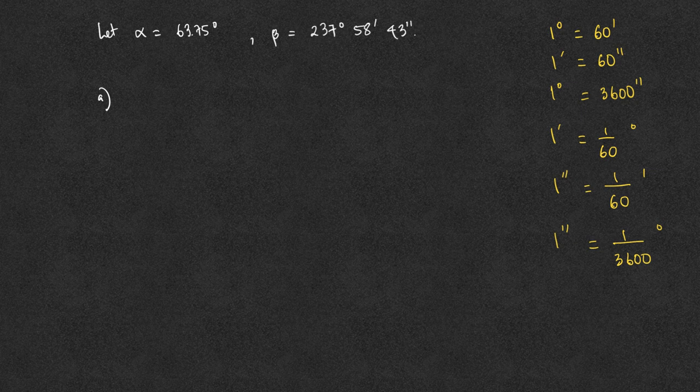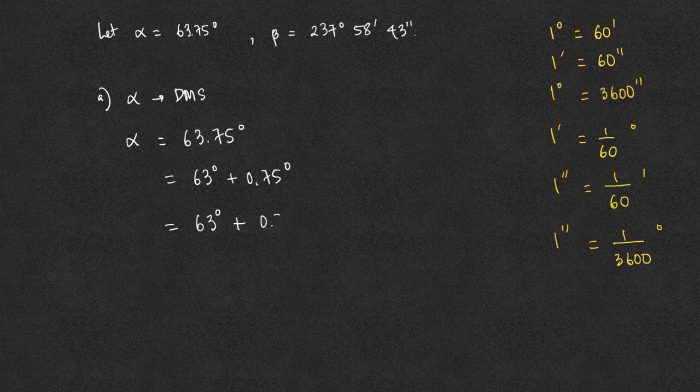To convert alpha into the degrees, minutes, seconds system, we observe that as of now, alpha is 63.75 degrees, or 63 degrees plus 0.75 degrees. And we keep the whole degree part. That is the notation for the degree-minute system, whole numbers only. And then we convert the fraction part of the degrees, which is 0.75 degrees, into minutes.